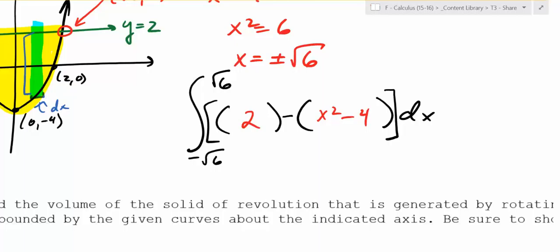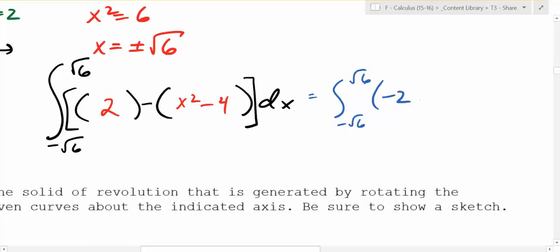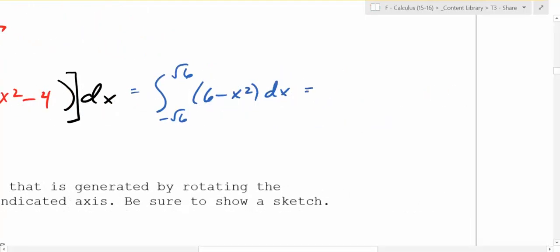So is that something you can simplify? Yes. If I gave you a calculator, could you figure that out exactly? Absolutely. So what would this simplify to? The integral from negative root 6 to the square root of 6. The integral of what? Oh, no, not negative 2. What is it? 6 minus x squared dx. Nick, what's the integral of 6 minus x squared?